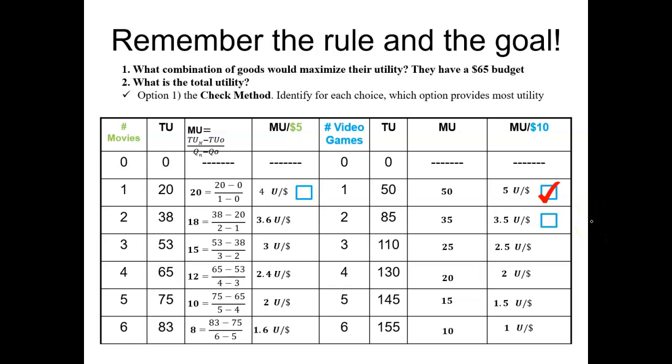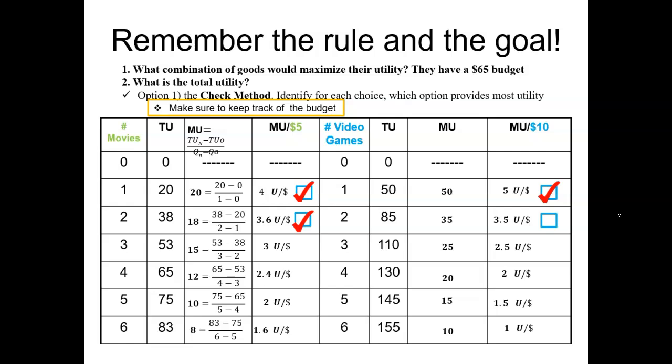Think about this as you're putting it into your Amazon cart. What are you checking first? Well, now I can get 4 utils per dollar and get my first movie, or I can get my second video game and get 3.5. In that case, the 4 sounds better to me. Okay, and then we're going to keep going. So 3.6 or 3.5, which gets me more use for my dollar as a rational consumer? I want the most for my money, and that's 3.6.